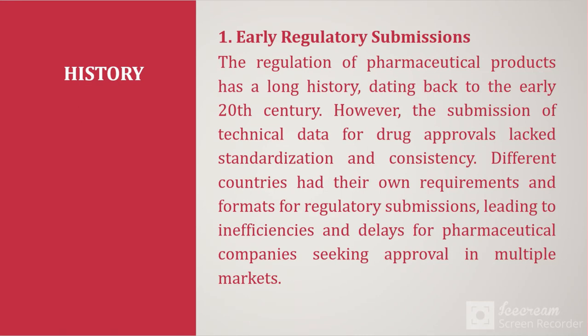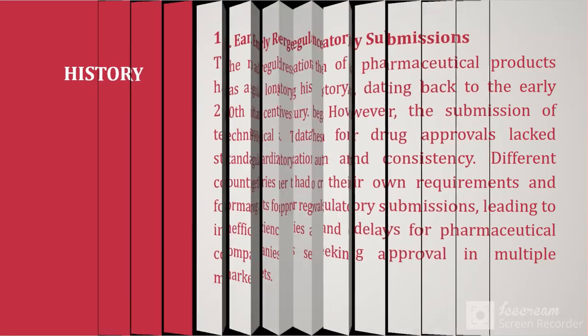History. It can be divided into 4 parts for better understanding. 1. Early regulatory submissions. The regulation of pharmaceutical products has a long history, dating back to the early 20th century. However, the submission of technical data for drug approvals lacked standardization and consistency. Different countries had their own requirements and formats for regulatory submissions, leading to inefficiencies and delays for pharmaceutical companies seeking approval in multiple markets.